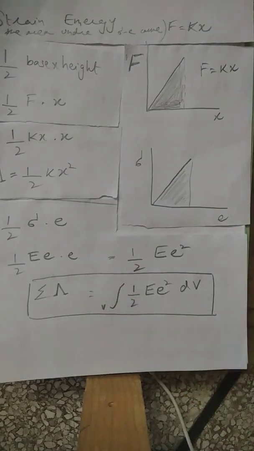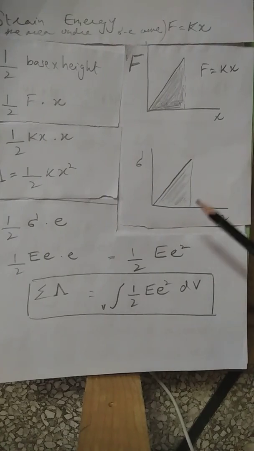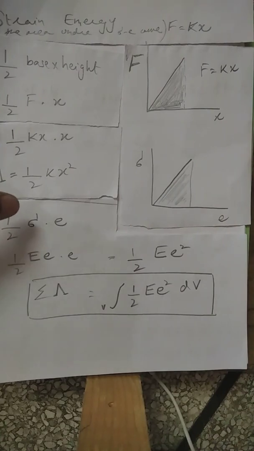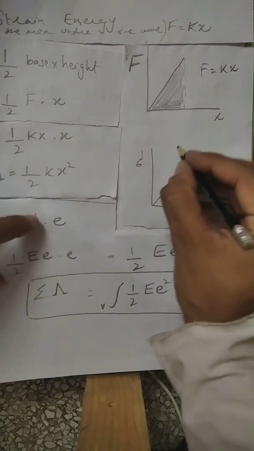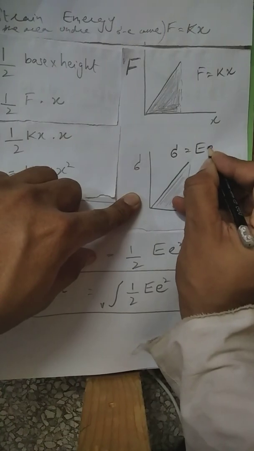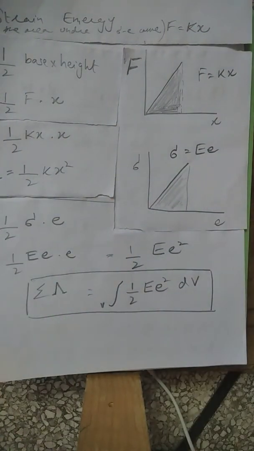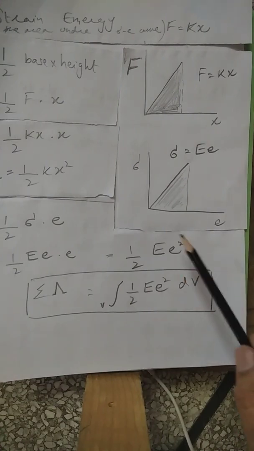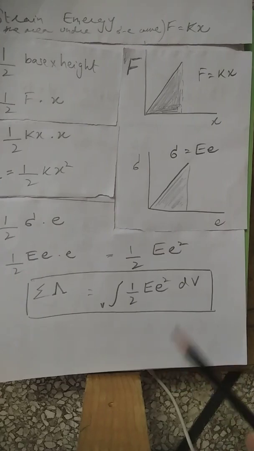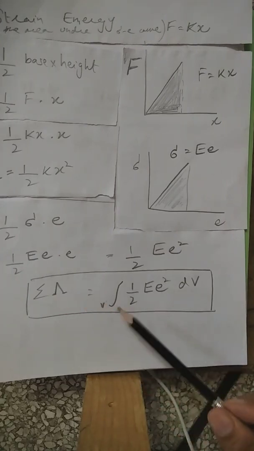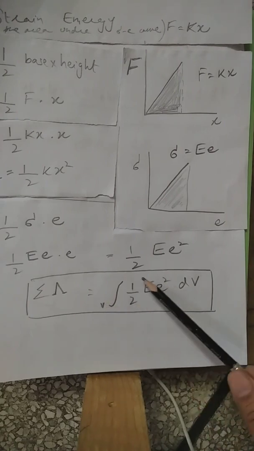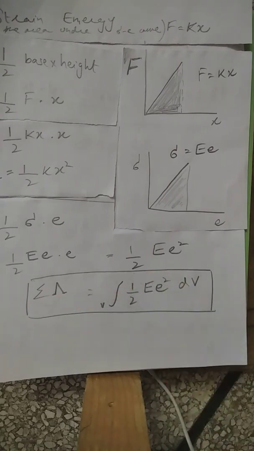So here we have the other formula. We have derived this formula from this graph. The area under the stress strain graph will also give us the strain energy. So one half of the base, which is strain, and the height, which is stress. We know that stress is equal to modulus of elasticity into strain. So it will become 1/2 E into epsilon squared. This was for a small portion. If we take the whole volume, the sum of all the strain energies will be the integration over the entire volume. So the integration over the entire volume will give us the total strain energy of the problem.